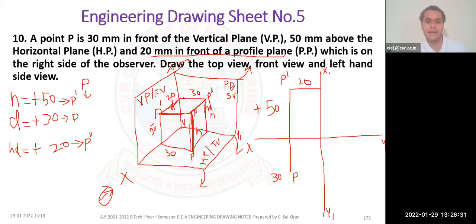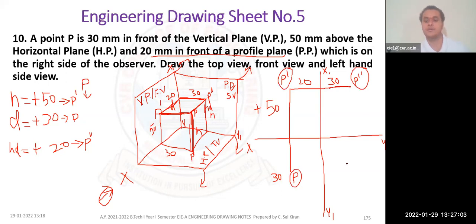With the X1 Y1 line, the distance is 30, because this distance is 30. So the same distance will be given here. From the X1 Y1 line, you have to take a distance of 30 and mark the point as P double dash. So this is my side view, this is my front view, and this is my top view.